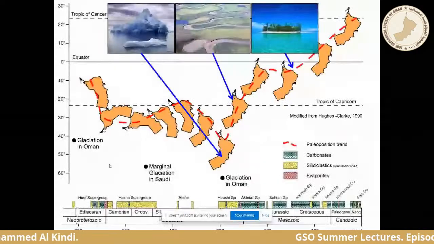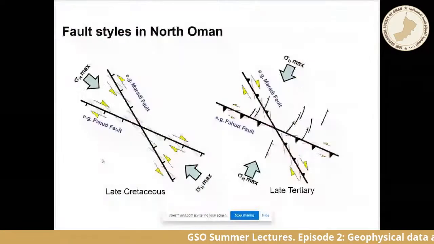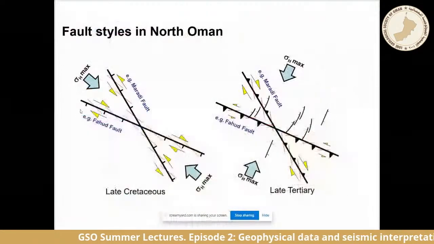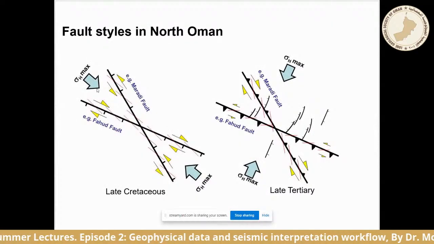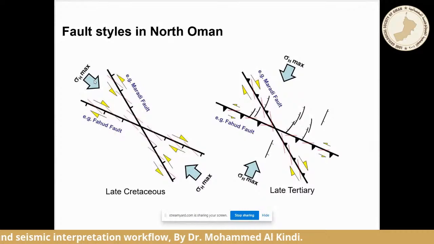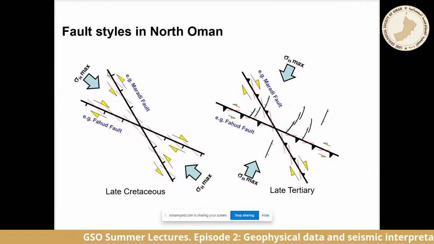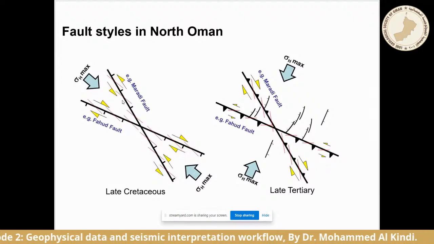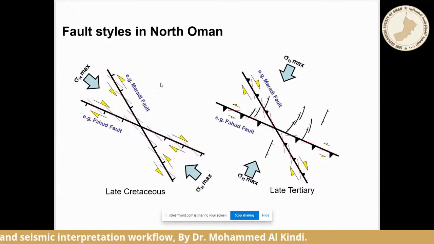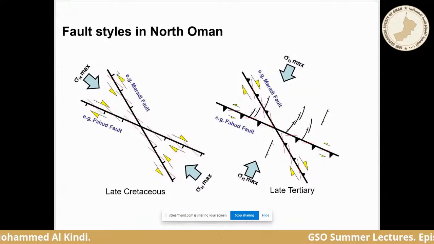Then we spoke about the evolution of Oman through time, and I said that one of the key messages you need to remember from the previous lecture was that during the Cretaceous time, Oman was subjected to a northwest-southeast compressional event, which produced strike slip and normal faults, transtensional, that's what we call transtensional faults. And the signs of this we can see all over Oman from north to south.